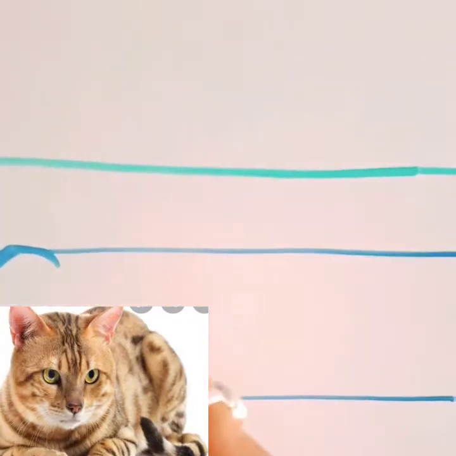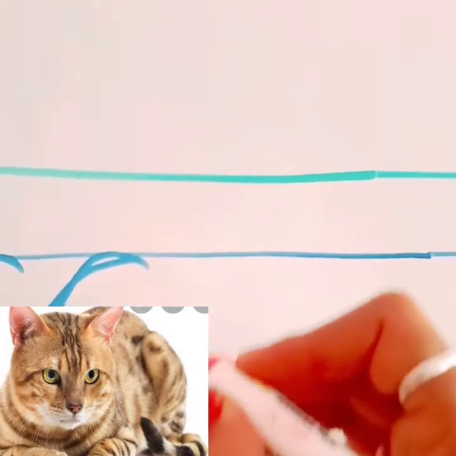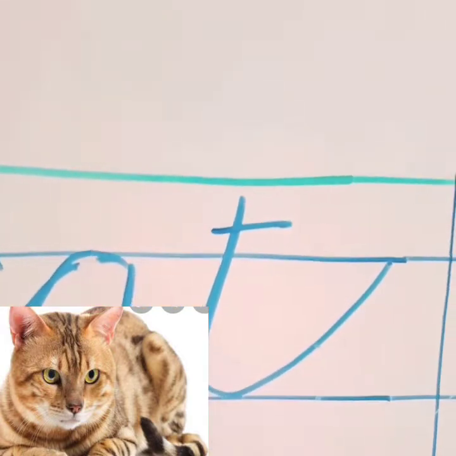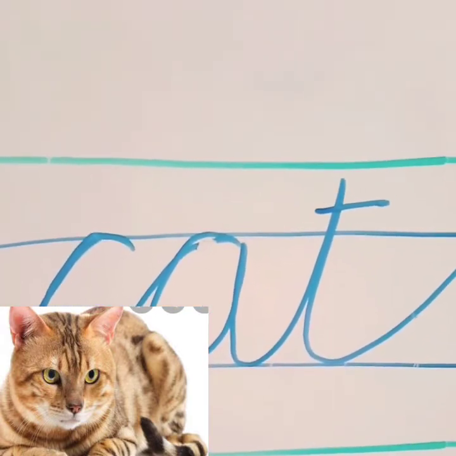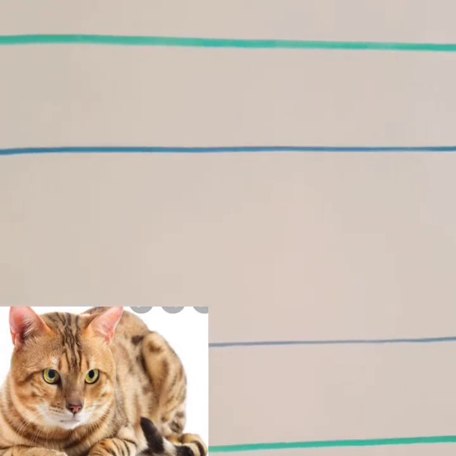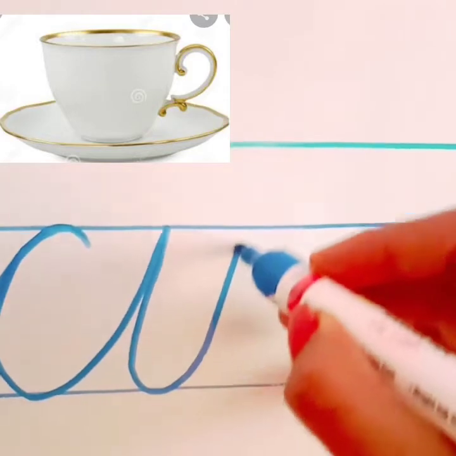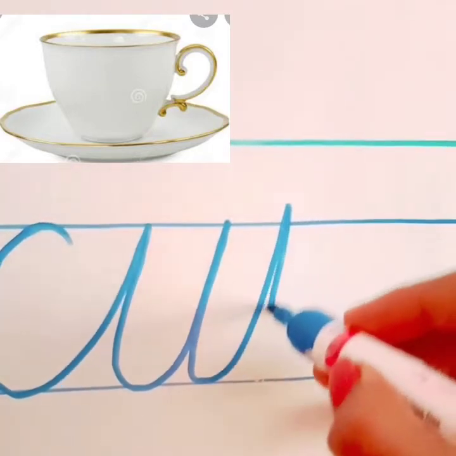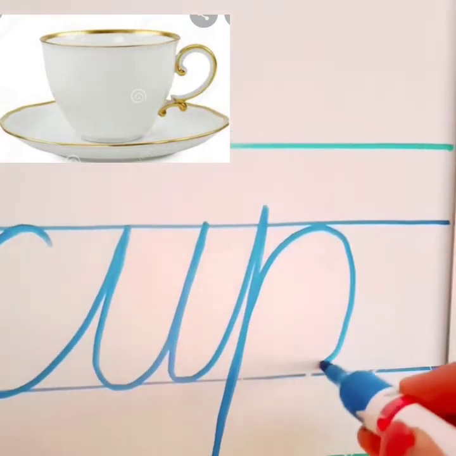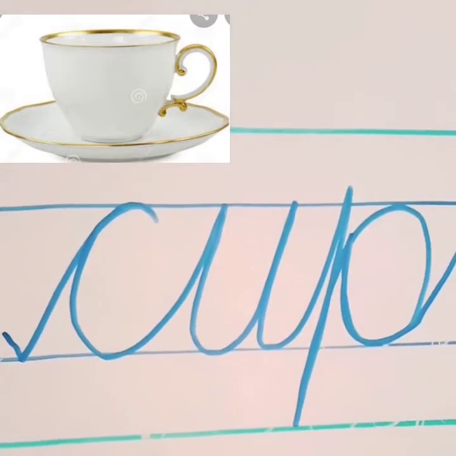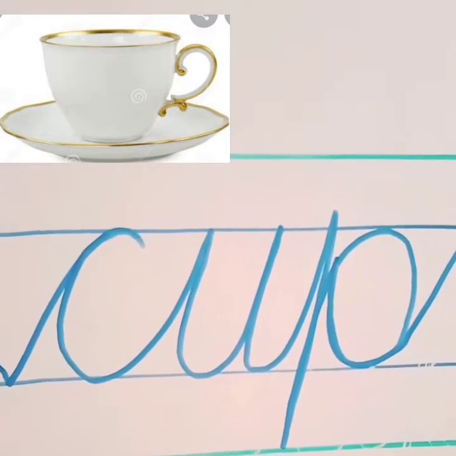C for cat. C. A. T. Cat. And C for cup. C. U. P. Cup. Always remember, you are a beginner, no? So at the time of writing, write very slowly.